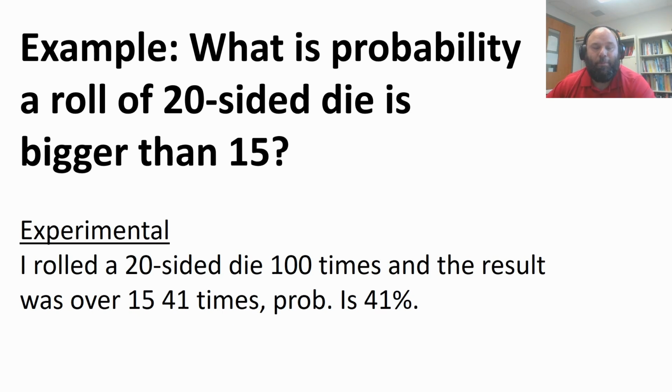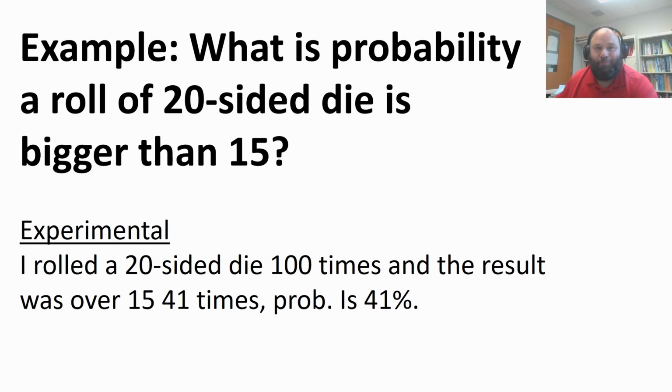Now, what about an experimental probability in the exact same situation? Well, let's say you roll a 20-sided die 100 times, and the result was larger than 15, 41 times. Then based on that data, you would expect the probability to be 41%. That's the experimental probability. Now, the reason that occurred is because 100 in the grand scheme of things is not a large number of rolls. But if you have lots and lots of rolls and the die is fair, you'll expect that this experimental probability will get closer and closer to the theoretical probability.